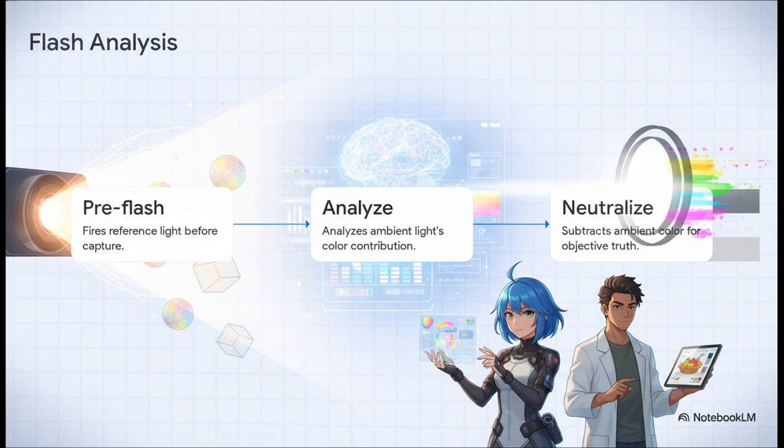Step 1, a pre-flash fires immediately before the main capture. Step 2, the system analyzes the ambient environment's specific chromatic contribution while that pre-flash is illuminating the scene. And step 3, it neutralizes the distortion. Because the software knows the exact color temperature and intensity of its own flash, it calculates the difference, subtracts that fluorescent green or tungsten yellow from the room entirely, and records the true objective color.